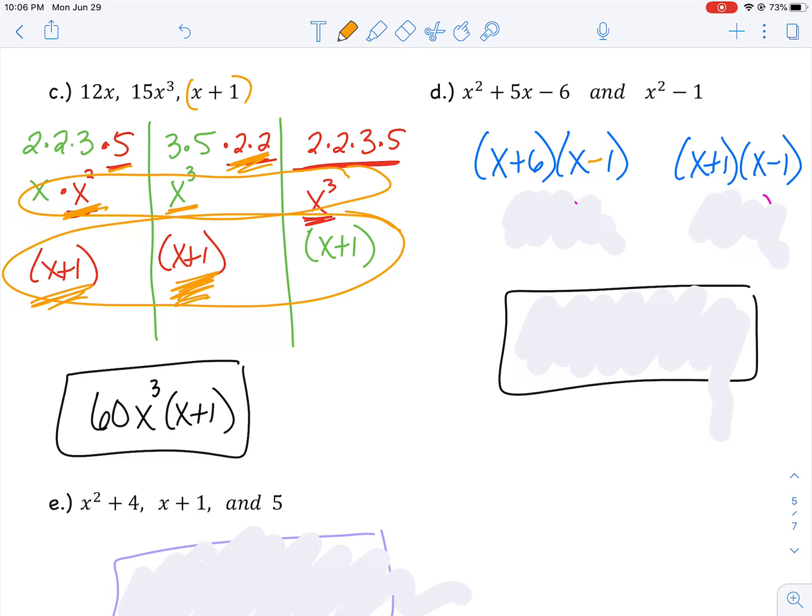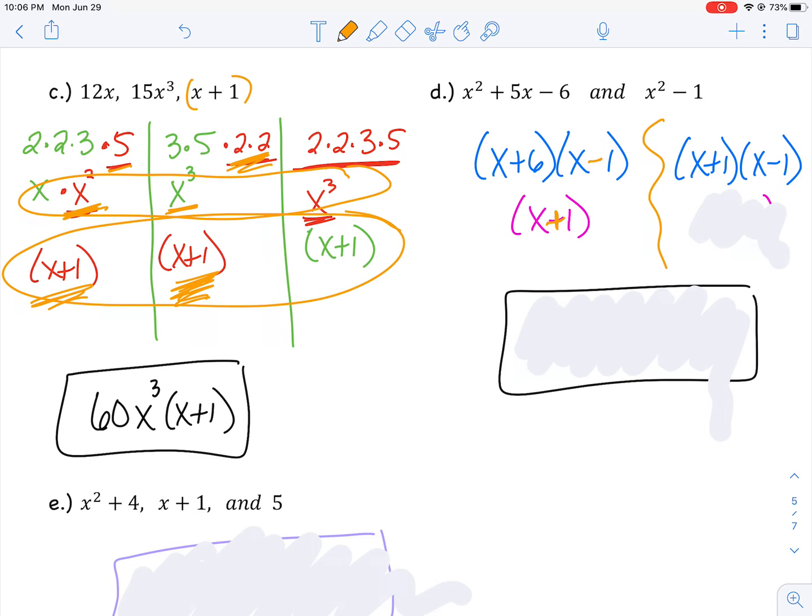So let's see what I have as their common factors. If everybody needs the same factor, the first one has an x plus 6 and an x minus 1. But what factor is it missing that the second one has? Doesn't it look like it's missing an x plus 1? Look at me messing up. An x plus 1, right? So now it has an x plus 6, an x minus 1, and an x plus 1.